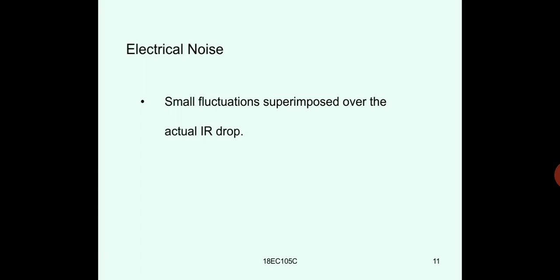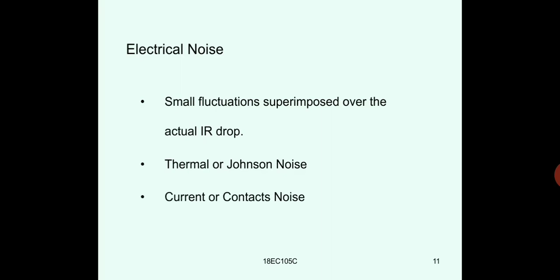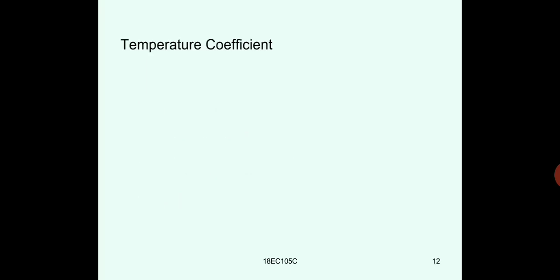The next one is the current or the contact noise. That means when the soldering to the PCB is not proper, that results in variations in current. That is called contact noise. Thermal is when the temperature is varying on the component because of the flow of current. The temperature of the resistor will vary. So that leads to some variations in the IR drop of the resistor. So this is the electrical noise.